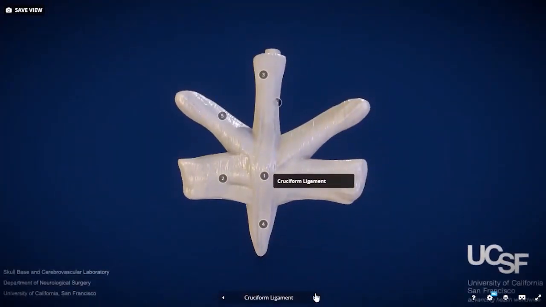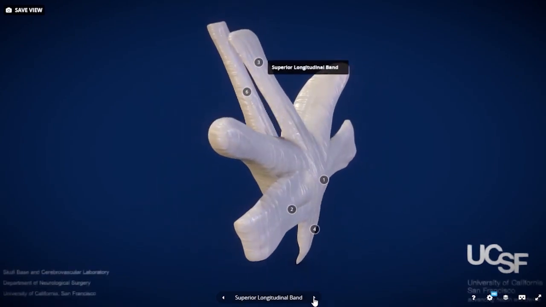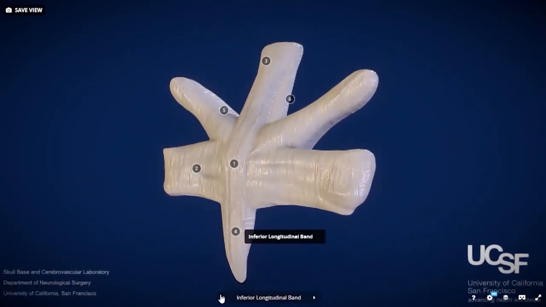This 3D model offers an overview of the ligaments related to the odontoid process. So let's start with the cruciform ligament that is formed by the transverse ligament, which is attaching from colliculus atlantis to colliculus atlantis of C1, and this cruciform ligament is going to have a superior longitudinal and inferior longitudinal band.